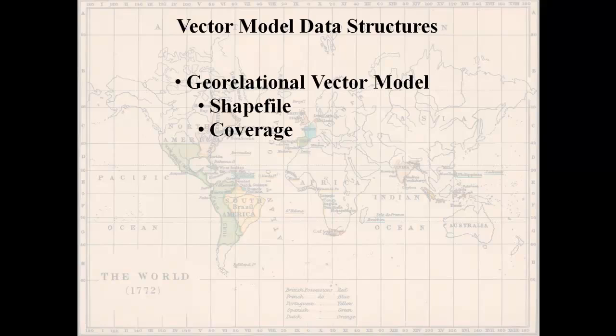There's this thing called the georelational vector model, and what that does is it allows you to connect the where information with the what information in what's called the relational database function. And so what you're able to do is link the wheres to the whats using the georelational vector model.